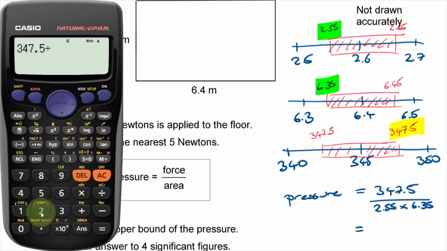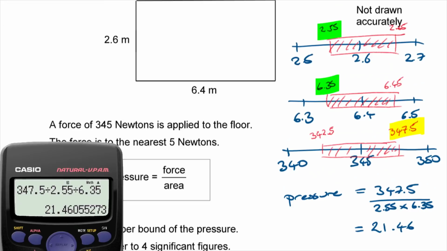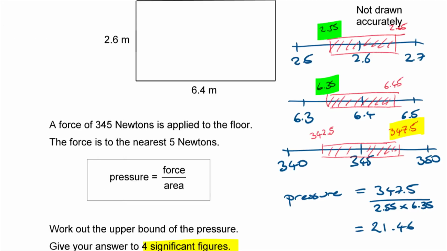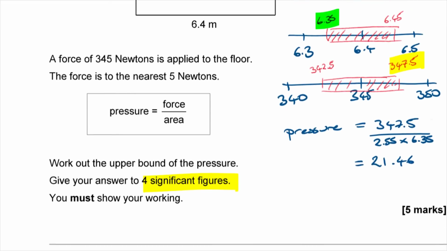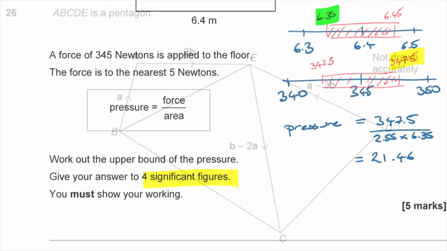347.5 divided by 2.55 divided by 6.35. That comes out to be 21.46, to four significant figures. Interesting that they asked for four significant figures there. It's quite unusual. Okay, so that's my answer, 21.46.